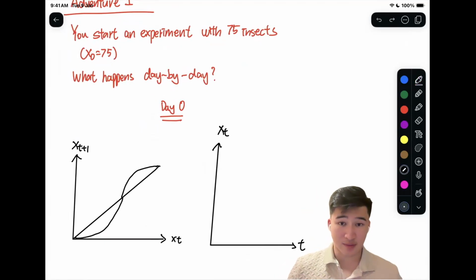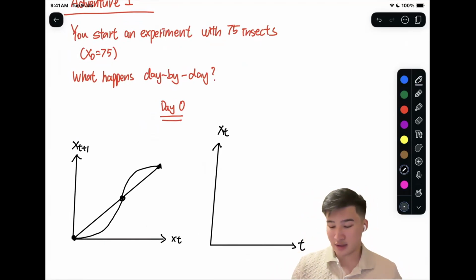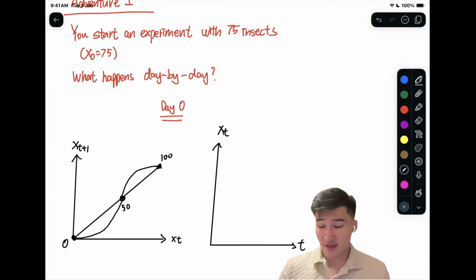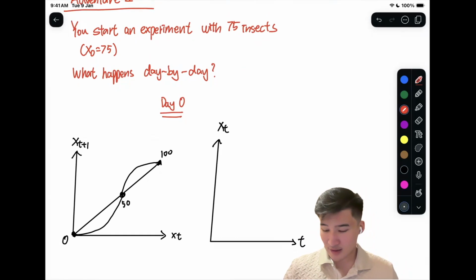I actually forgot to make some notes, but just like our previous example, here we have 3 equilibrium points of contact. This one obviously is going to be 0, this one is going to be 50, and this is going to be 100. This is simply just for this example. We start an experiment with 75, so let's say 75 is here.